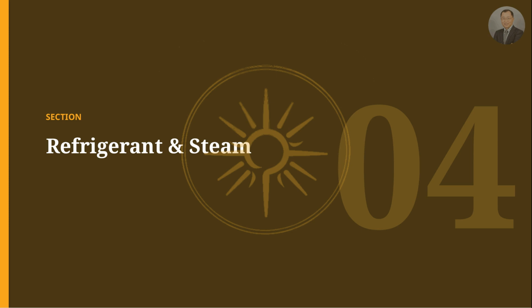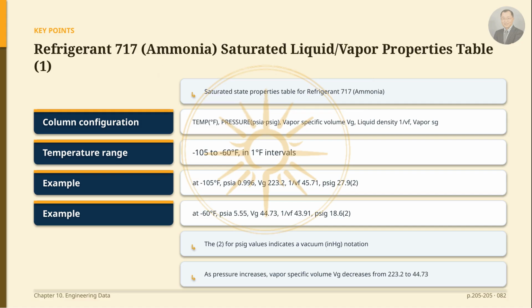Next, we turn to refrigerant and steam. I would like to introduce the properties table for saturated liquid and saturated vapor of refrigerant 717, which is ammonia. This table lists temperature in the first column, pressure in both Sia and Sig, and also provides the specific volume of vapor Vg, the reciprocal of liquid density 1/Vf, and the vapor-specific gravity Sg.